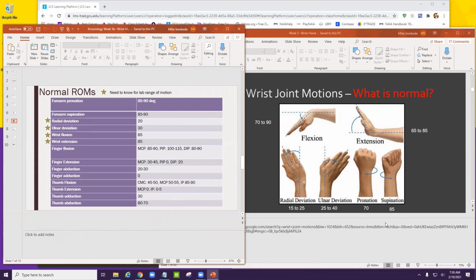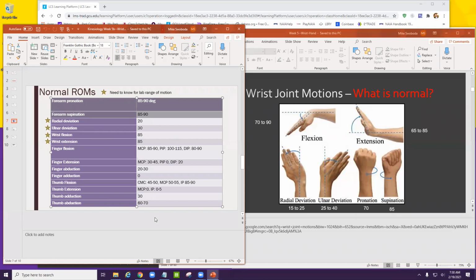So for example, this here says pronation and supination 70 and 85 degrees. Lab says that they're 85 to 90 degrees. I'm not so concerned if you say, you know, pronation has 90 degrees as normal range of motion. I would be more concerned if you said it had something that's way off, like 50 degrees or something like that.